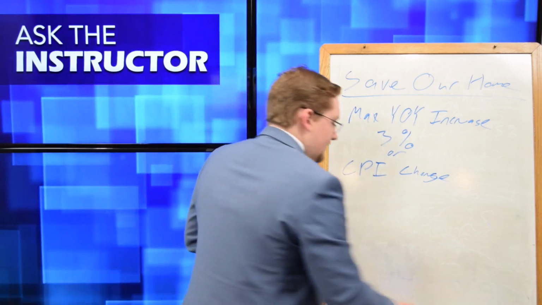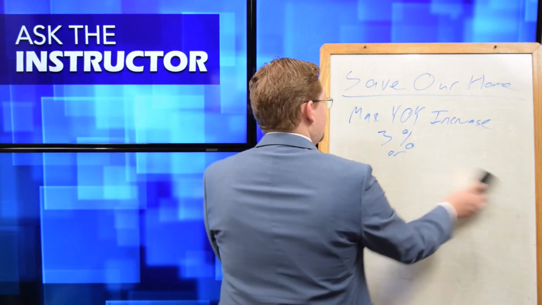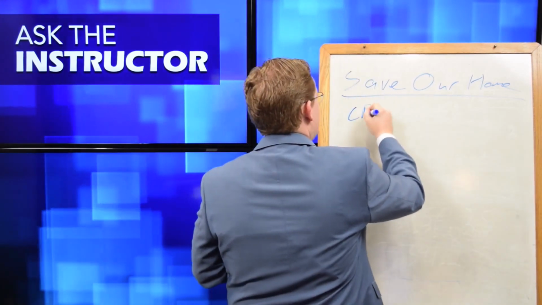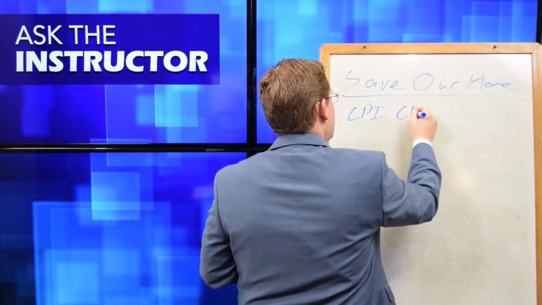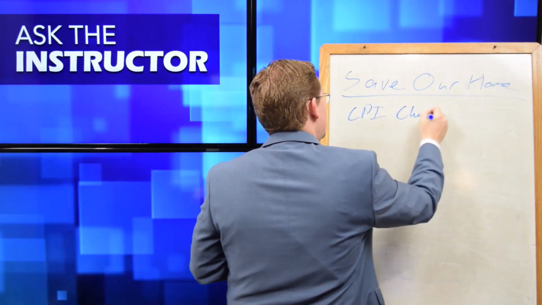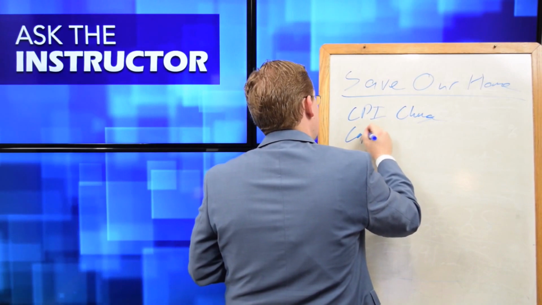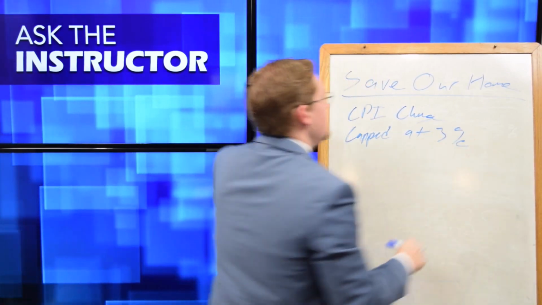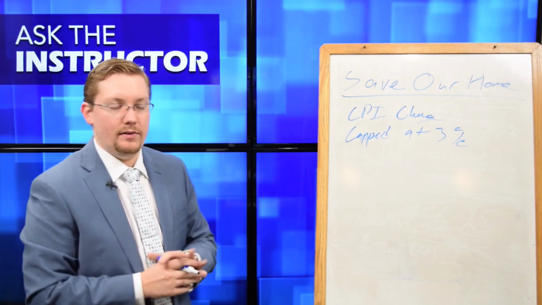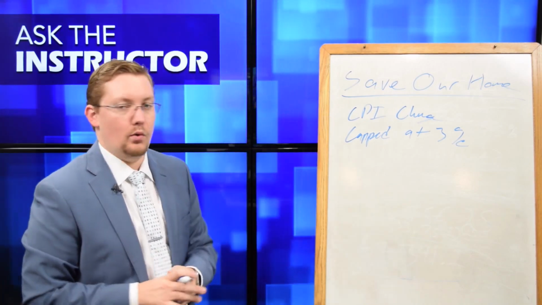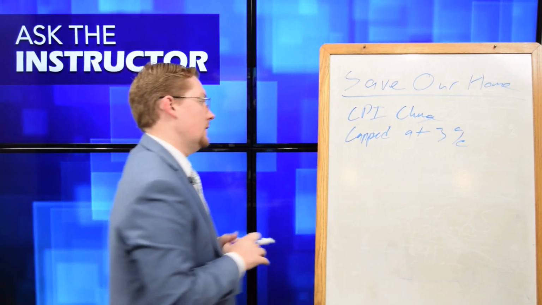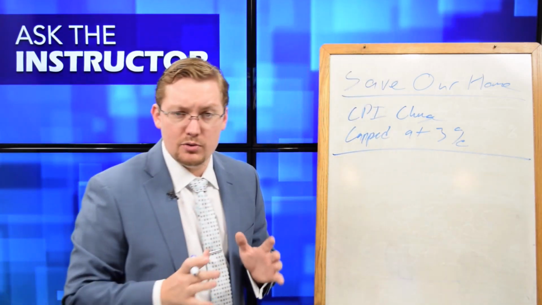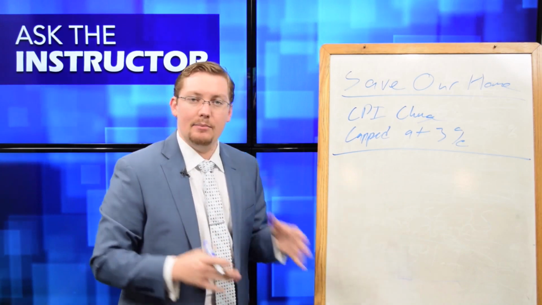So let's go ahead and do some solving for this. Again, it's the CPI change, but it's capped at 3%. Those are the two key things you want to know for the Save Our Home Amendment in order to figure this out: the CPI change, and then it's capped at 3%. You'll have to solve something like this, and this is a great thing to know, not just for the exam, but also in the real world.